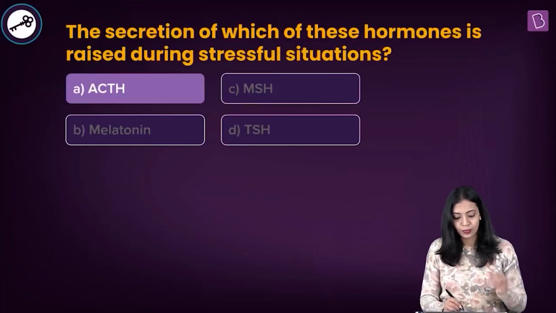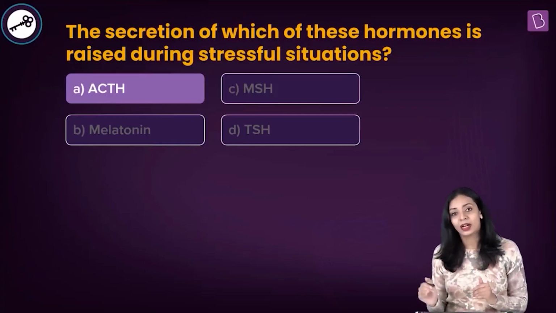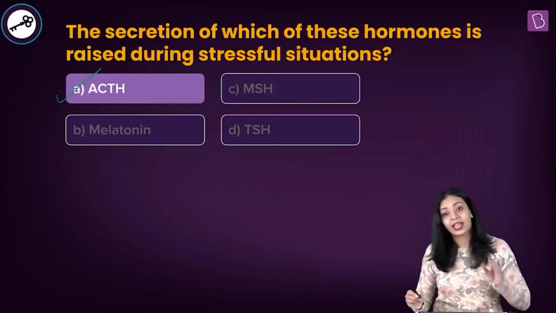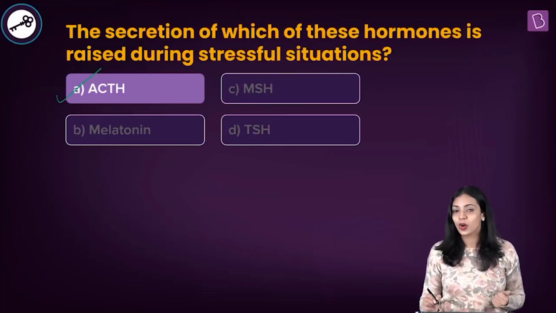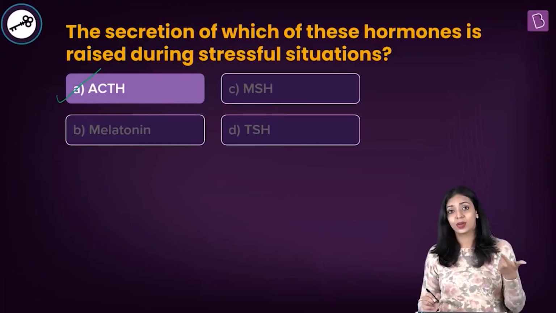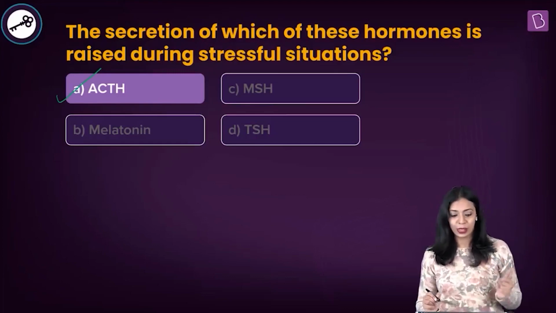Okay, so the secretion of which of the hormones is raised during stressful situations? Among the given options, it is option A, ACTH, but during stressful situations, corticotropin releasing hormone by the hypothalamus as well as cortisol, which is produced by the adrenal cortex, the levels of these hormones also will be high.